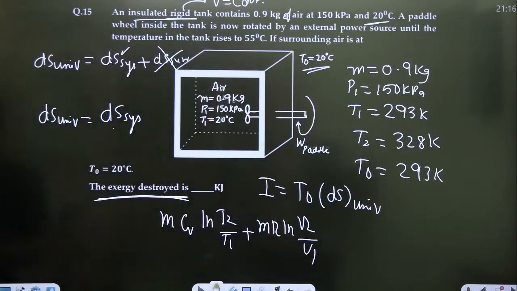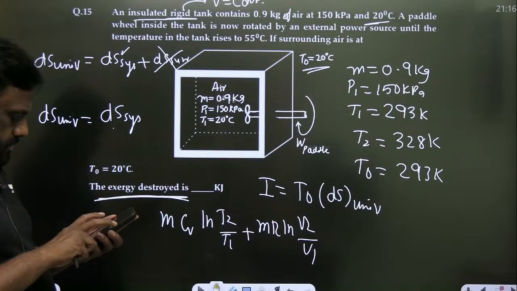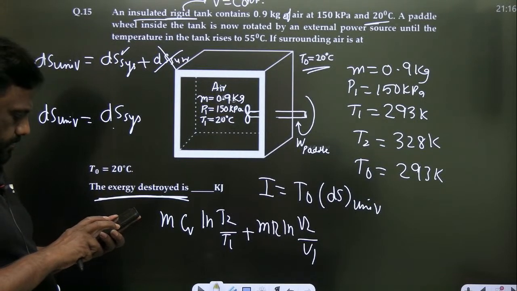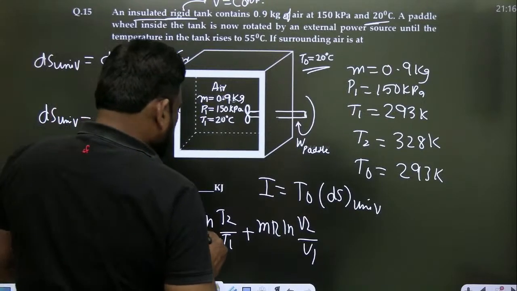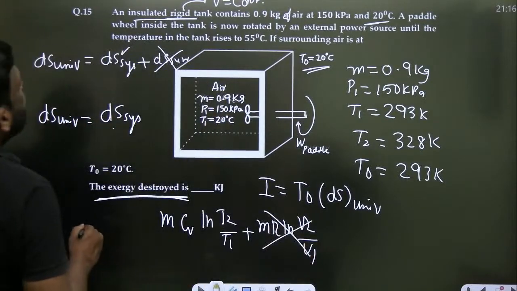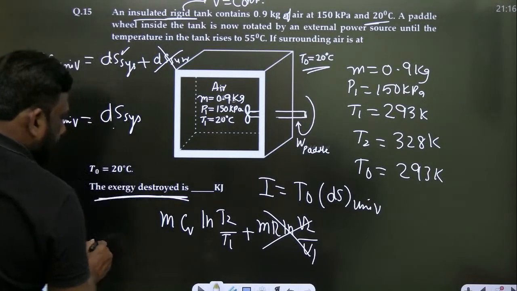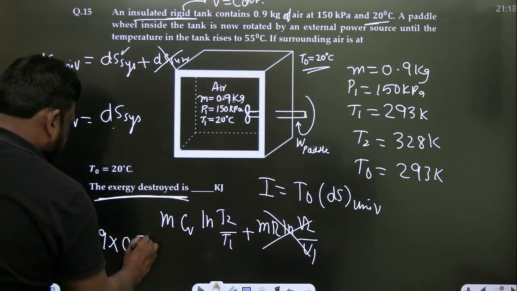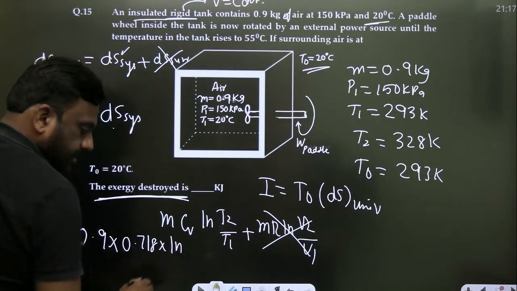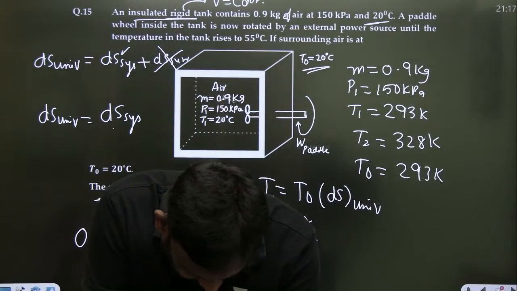एक बार बताओ सब लोग. क्या ये equation सही है मित्रों? बोलो. तो ये तो 0 हो गया. मास दिया है क्या? 0.9. मास दिया है क्या सर? 0.9. ओके. 0.9. CV कितना है सर? 0.718 into ln T2 by T1. What is T2 by T1?